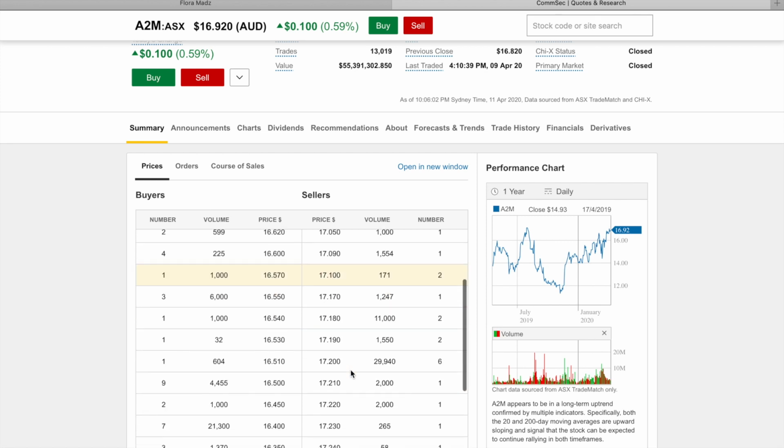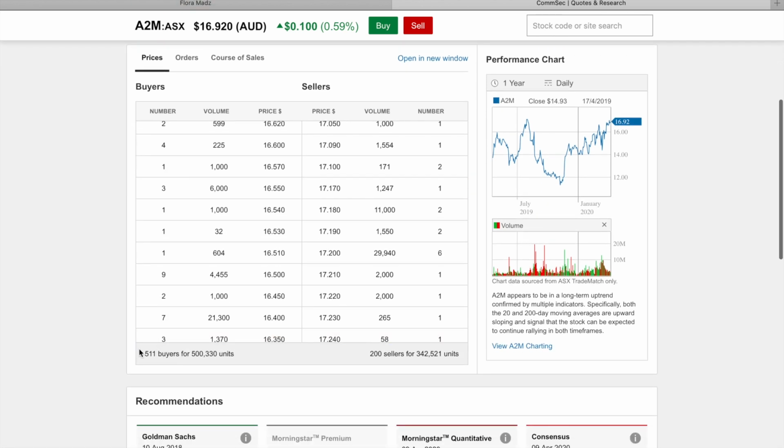Pretty much why this is useful is because it shows you the liquidity of the company. So the law of supply and demand here, look, it says they've got 511 buyers wanting to buy 500,000 units, and here you've got 200 sellers selling 342,000 units. So what does this tell you, demand and supply? It says there's a high demand and a low supply, which means a lot of people want to buy the stock, which is good. If there's a lot of people wanting to buy, there must be something good about the stock or the company.